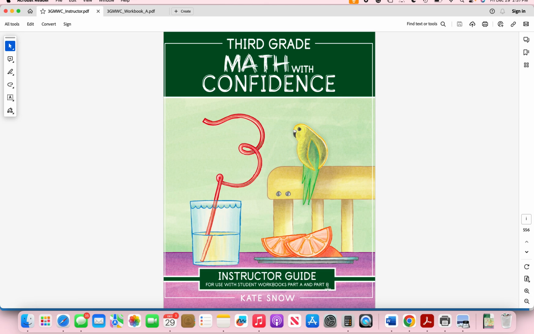So I started off as a teacher, turned homeschool mom, and now I'm the owner of a private Christian school. In my school, we do use Math with Confidence K through third grade because it is only available up through third grade right now. But each year, a new level comes out, and so eventually it will be through sixth grade. I do plan to use it at my school through sixth grade, so each year we are just going to add on a grade. Anyway, this is third grade Math with Confidence.